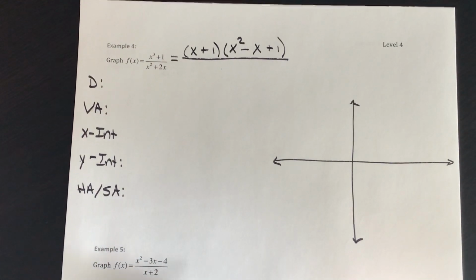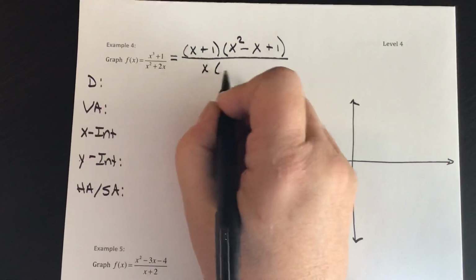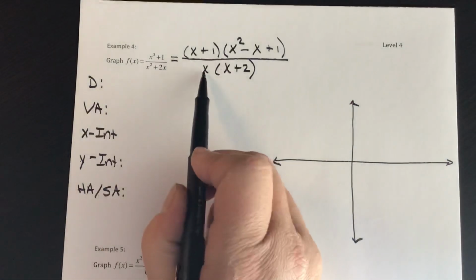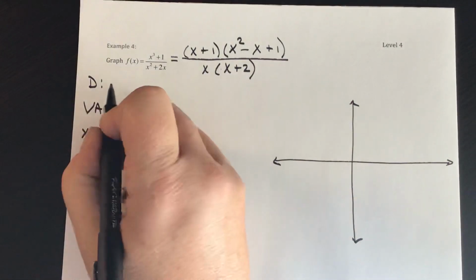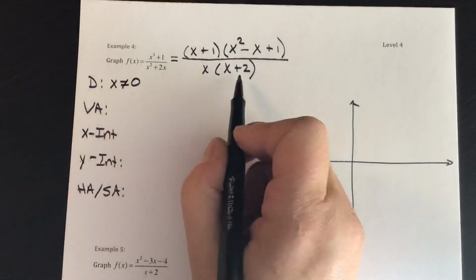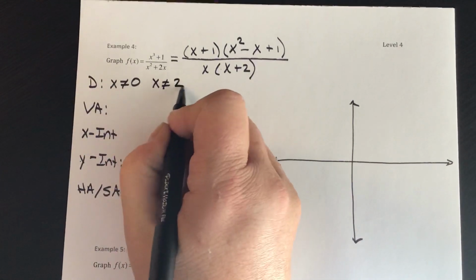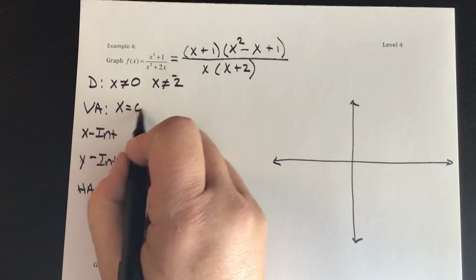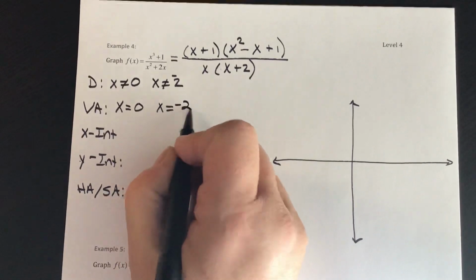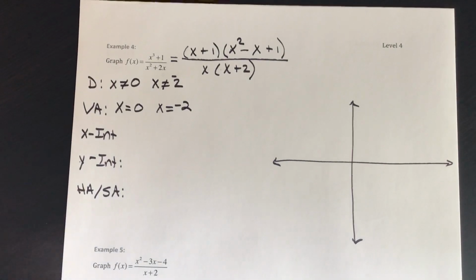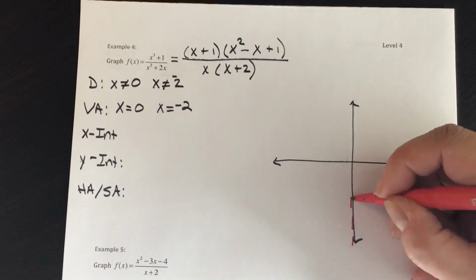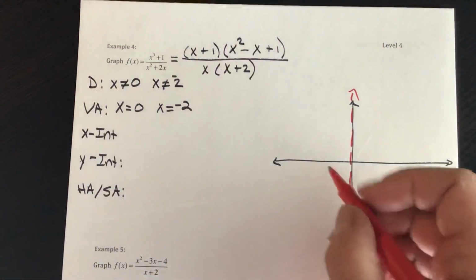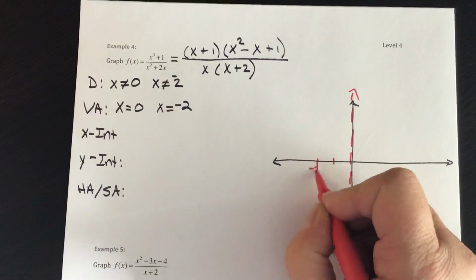On my denominator, I have a common factor of an x, so I'll pull out an x, and then I have x plus 2. My domain is anything that makes the denominator 0, so I know x cannot equal 0, and x cannot equal negative 2. And that gives me my vertical lines at x equals 0 and x equals negative 2. Those are my vertical asymptotes. So a vertical asymptote at 0 is here, and a vertical asymptote at -2 is here.